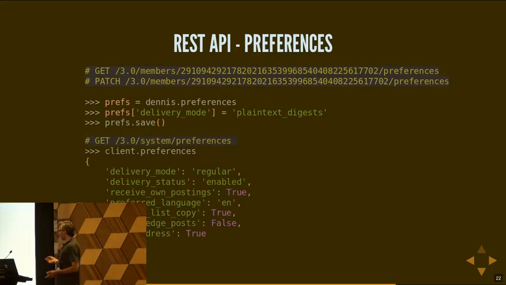And the preferences can also be set globally for the whole installation or for a mailing list. But in this case, the member preferences would take precedence over the global preferences. But you could use it to set some defaults, like delivery status is enabled by default and everyone gets regular mailing list posts, not just digests.